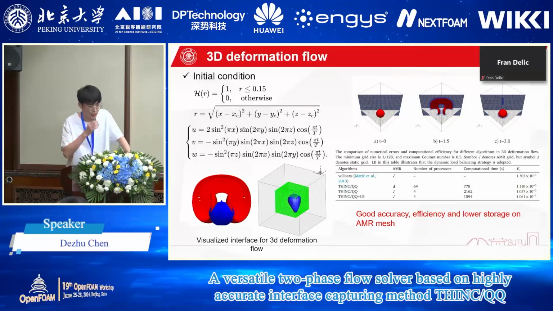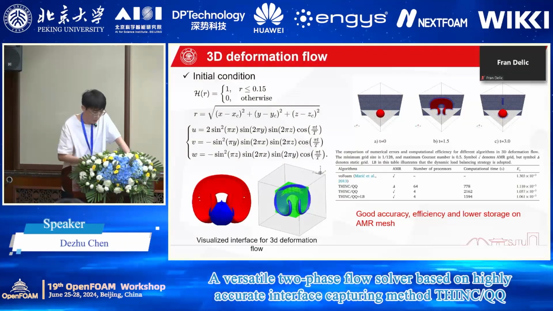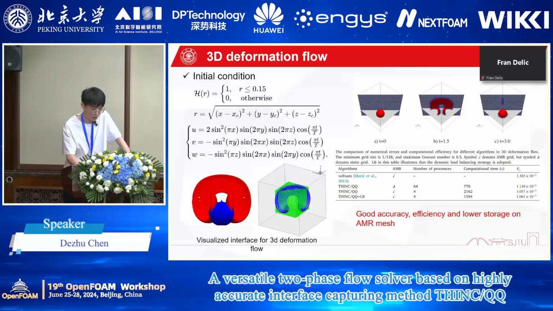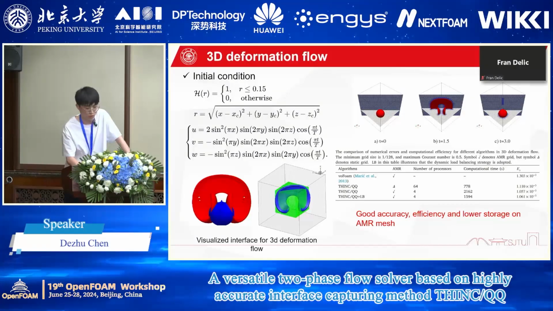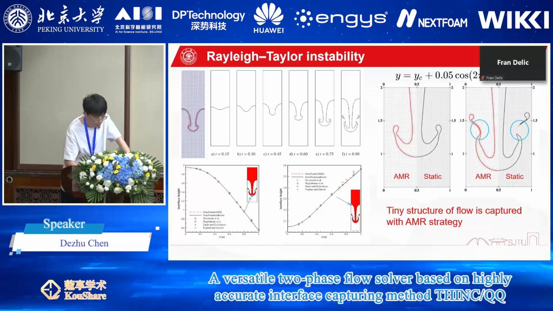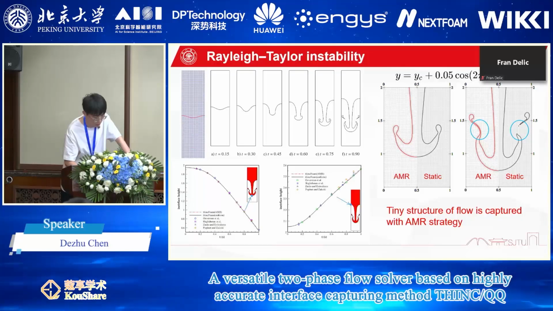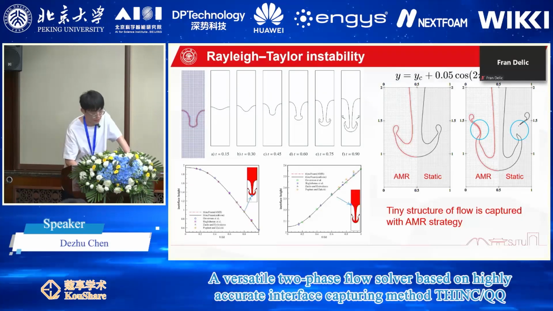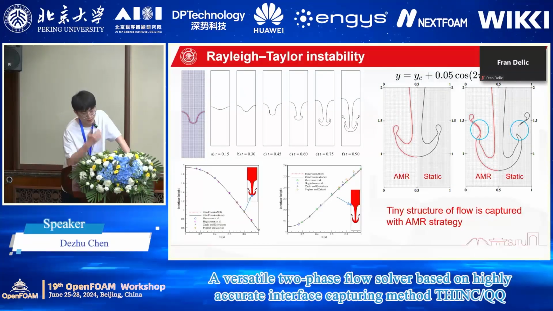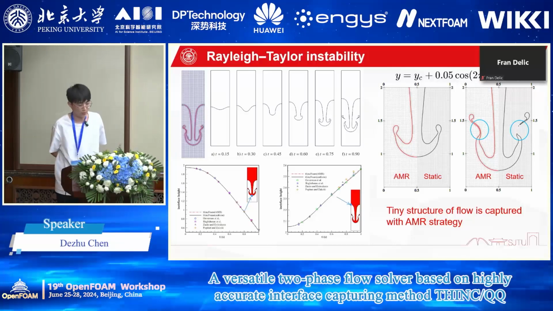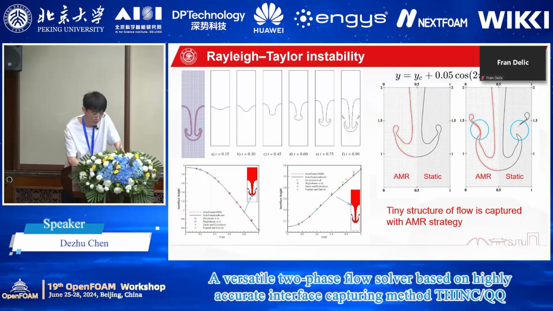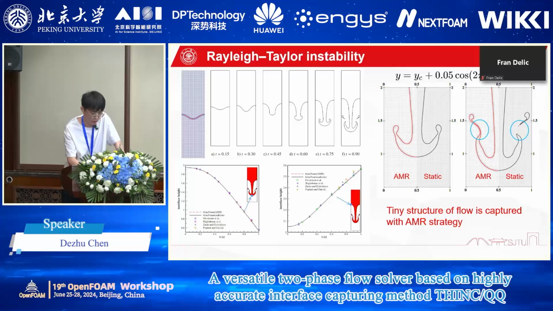And next is a 3D deformation. Similarly, we can obtain similar numerical results. We can find good accuracy, efficiency, and lower storage on the AMR mesh is obtained. And next are some typical two-phase flows. The first is the Rayleigh-Taylor instability. We use AMR and static mesh to simulate the problem. We can see it uses fewer cells, and we can capture the tiny structures of the flow.